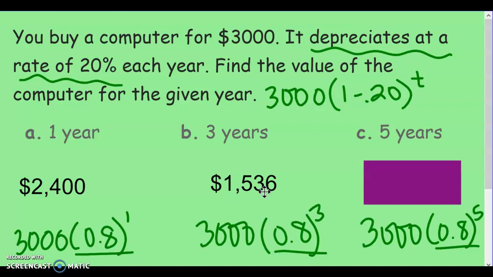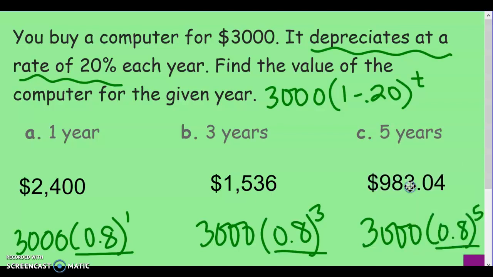And then if I do it for 5 years, I end up with less than $1,000, which makes sense because after 5 years of owning a computer that was originally $3,000, it's a lot less. TVs are the same way, and we work through things like that.